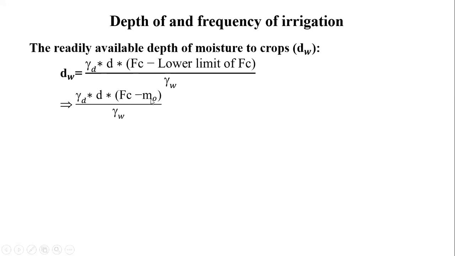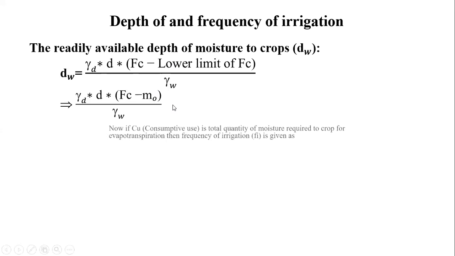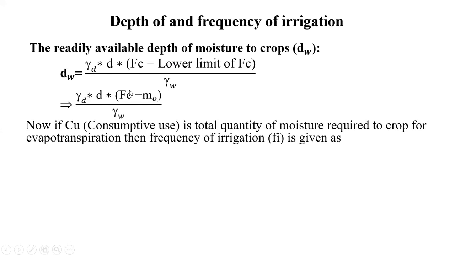And how to get the optimum moisture content or lower limit of field capacity? For getting the lower limit of field capacity or optimum moisture content, we have to just multiply the available moisture or available depth of moisture by 80%. That is, we have to multiply the difference of field capacity and wilting coefficient by 75% or 80%, whatever is applicable, so that we will get the optimum moisture content, M o, over here. Okay, this is clear now.